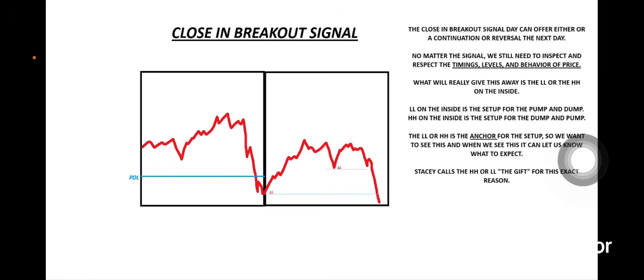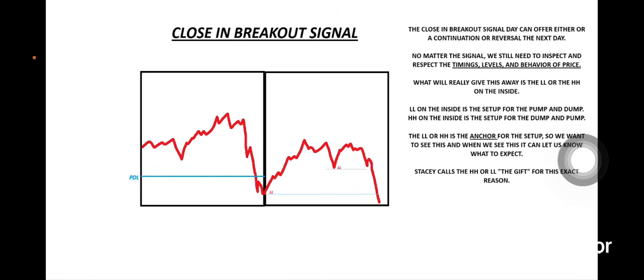Now here, this first slide, you can see we're talking about the close and breakout signal. We're going to touch on this briefly, and also talk about these lower lows, higher highs on the inside. Now, the close and breakout signal day can offer either a continuation or reversal the next day, on the trade day. No matter the signal, however, we still need to inspect and respect the timings, levels, and behavior of price on the day.